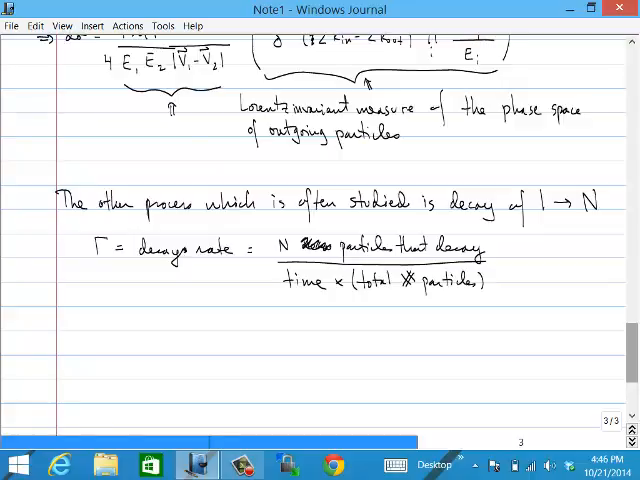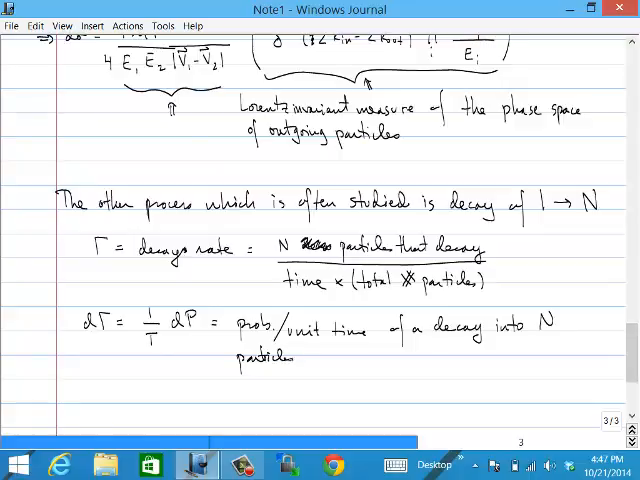Okay? So similarly, one can consider d gamma, which will be 1 over t times some differential probability, to be the probability per unit time of a decay into a state with n particles with some particular final momenta, labeled by p_i. Okay.